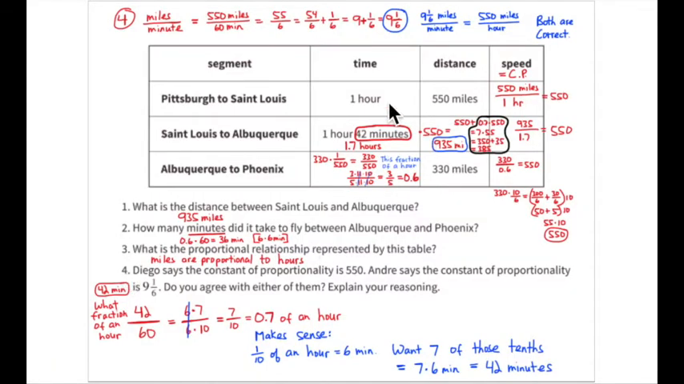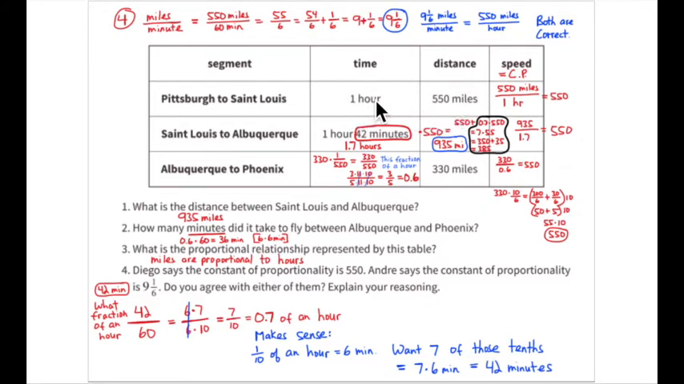And so they have to give you one example. And so they say from Pittsburgh to St. Louis, it takes 1 hour to travel that 550 miles. So I'm going to make the time, once again, the x value, and the distance, the y value. So the constant of proportionality is that distance per this amount of time.